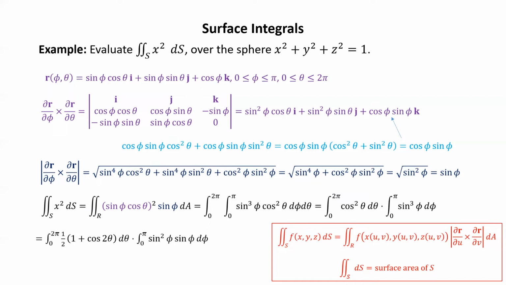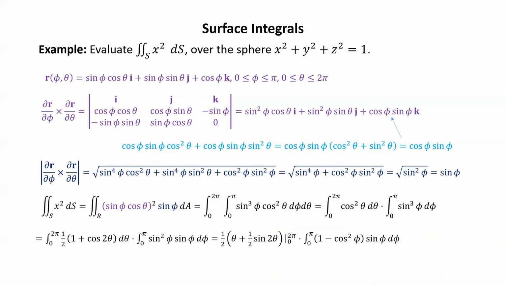And for the second integral, we're going to have to do a substitution, but let's first split sine cubed phi into sine squared phi times sine phi. The first integral is straightforward. 1 integrates to theta, and cosine 2 theta, there's a little substitution there. U equals 2 theta, du is 2 d theta. So we get 1/2 sine 2 theta from 0 to 2 pi.